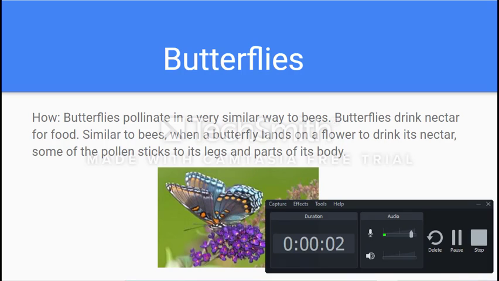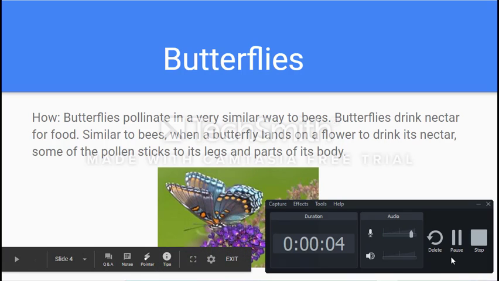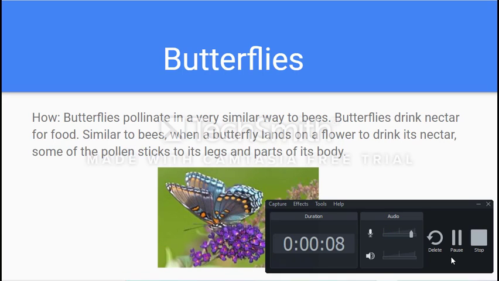So now we're going to talk about how butterflies pollinate. Butterflies pollinate in a very similar way to bees. Butterflies drink nectar as their common food. Similar to bees, when a butterfly lands on a flower to drink its nectar, some of the pollen sticks to the legs and some of its body parts. Now this is really similar to how bees pollinate as well.